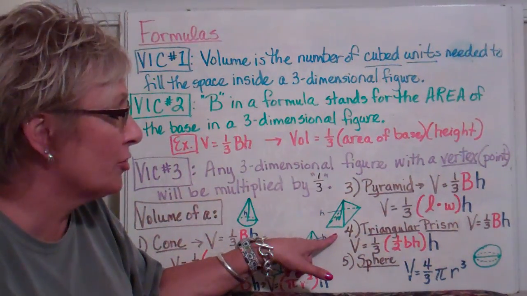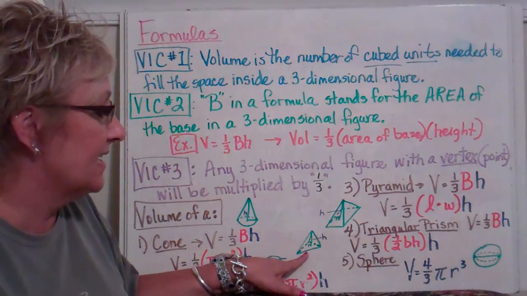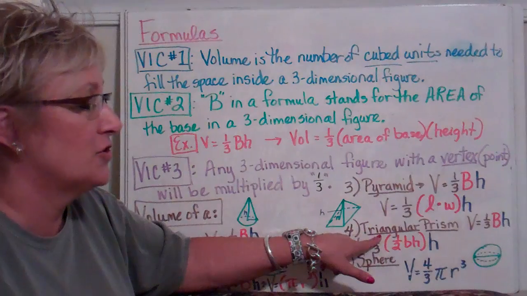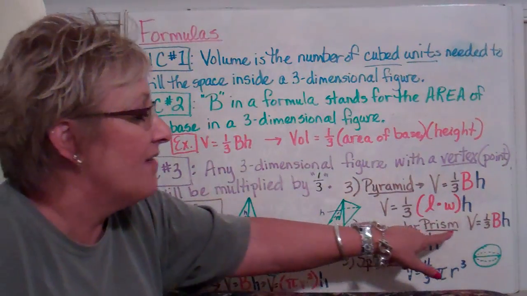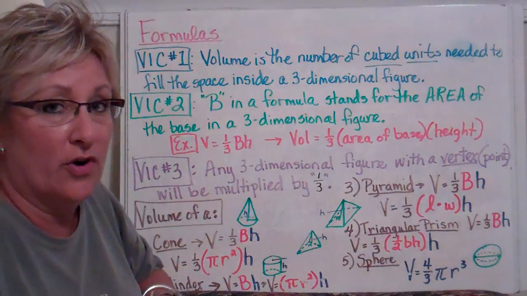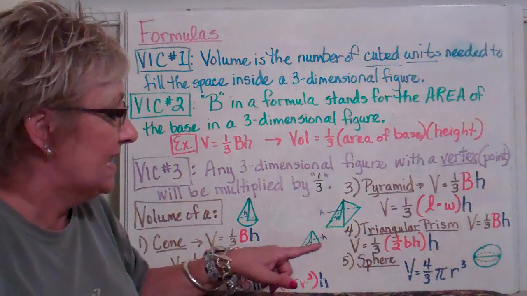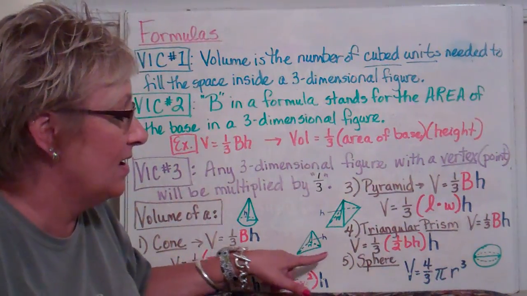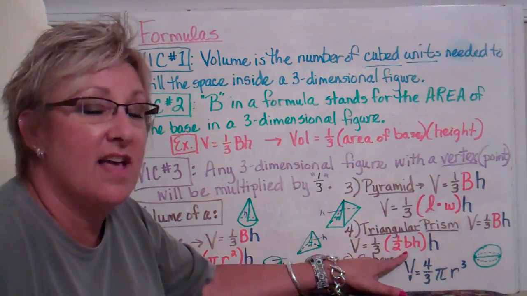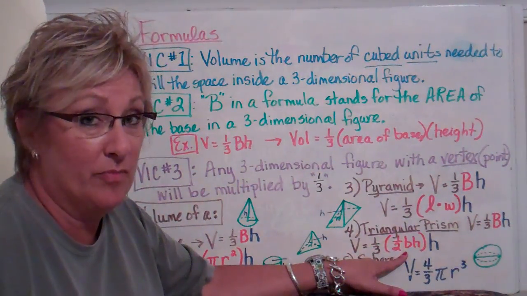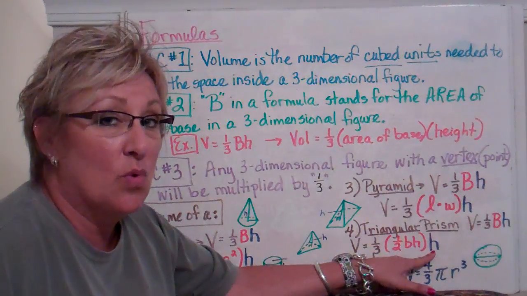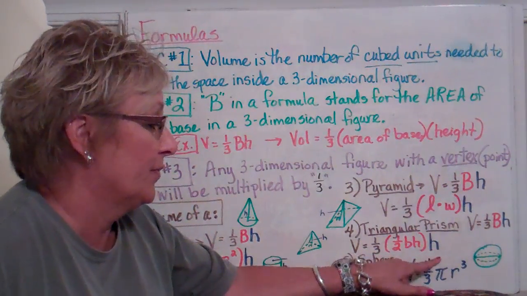The triangular pyramid is like this. It has a triangular-shaped base, therefore it is called a triangular pyramid. That volume is also 1/3 big B times H. This time, because my base is a triangle, I'm going to say 1/3, and I know that the area of a triangle is 1/2 base times height. And then I'm going to find the actual height of the three-dimensional figure.